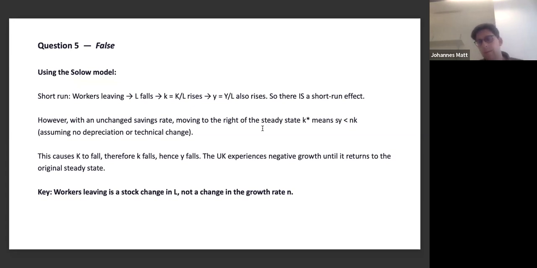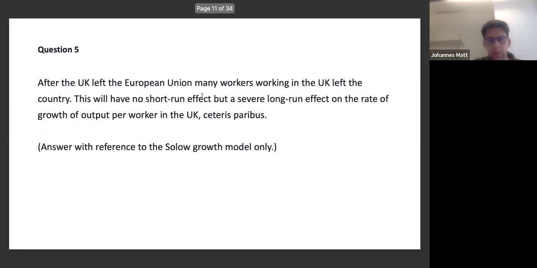Now, given that we're typically on the left-hand side of this steady state capital stock, a reduction in the number of workers would bring us closer to the steady state capital level, and therefore we would experience a slower period or less growth until the point that we reach that steady state. So here there would be this long run output effect, but as we said, there's also this short run effect in this case here.